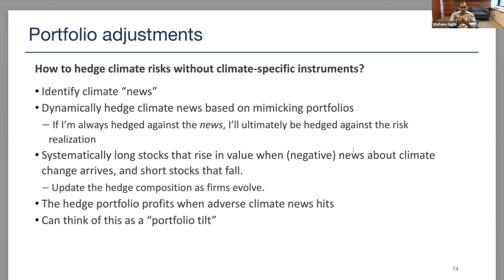And if I have a portfolio that I rebalance so that every day it's hedging me against that bad news, then at the end of these 100 years, when the climate is actually a disaster, I will have a portfolio that has very much appreciated in value. That's the intuition. So we need a model of news about climate risk. Once we have this news, we can use a standard mimicking portfolio approach to buy stocks that appreciate when there's bad news about climate risk, and then rebalance this portfolio over time. This portfolio is going to be your hedge. Conceptually, it's a very simple problem. The implementation is hard.